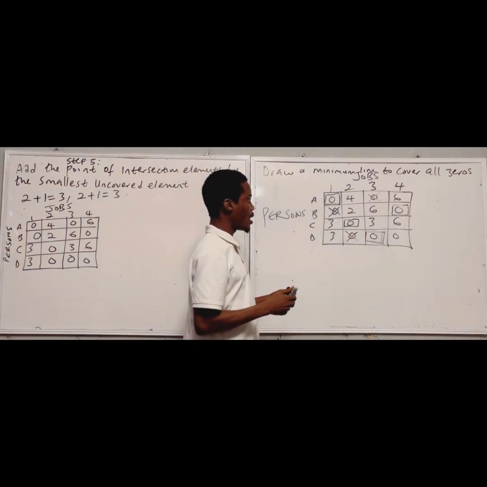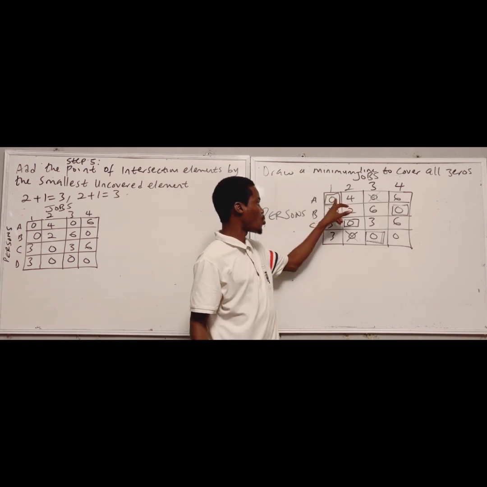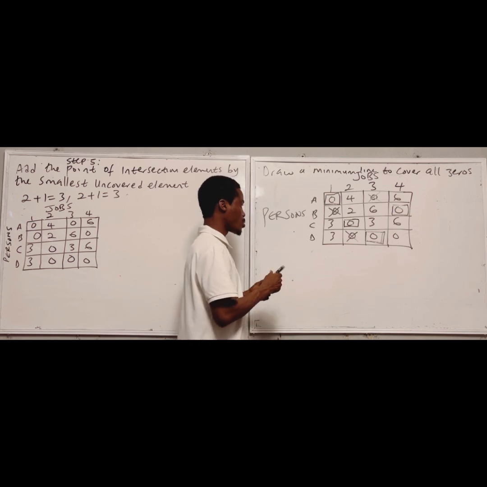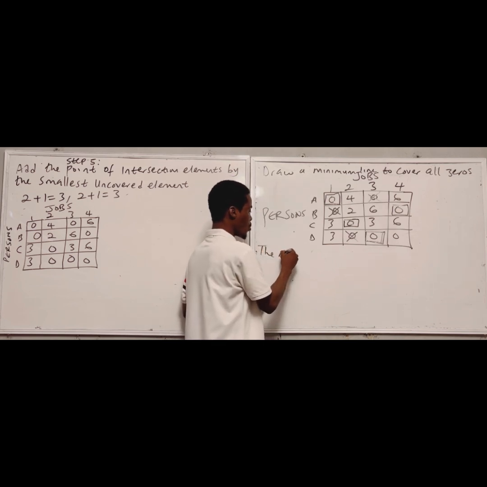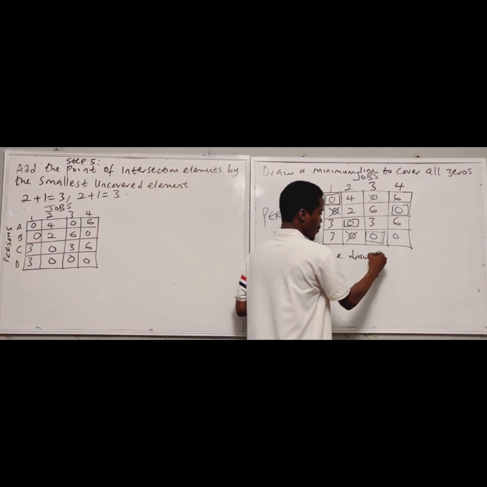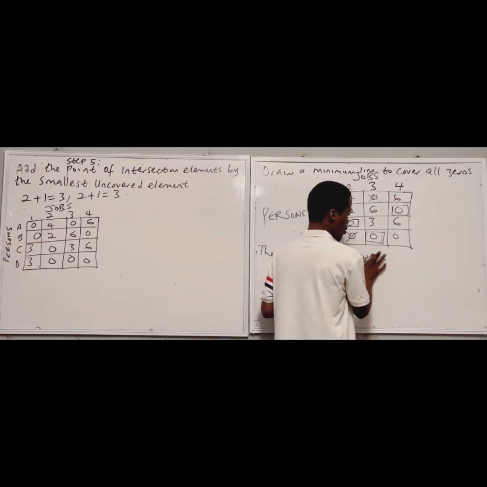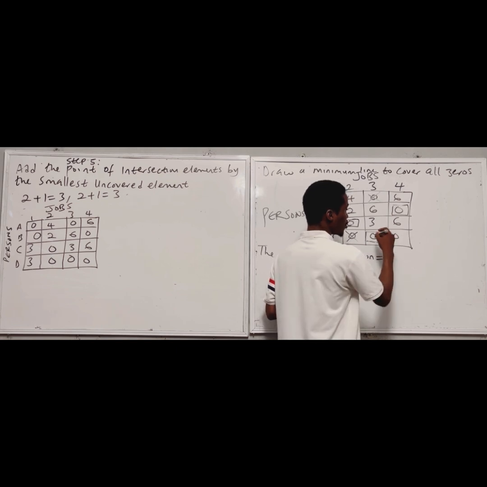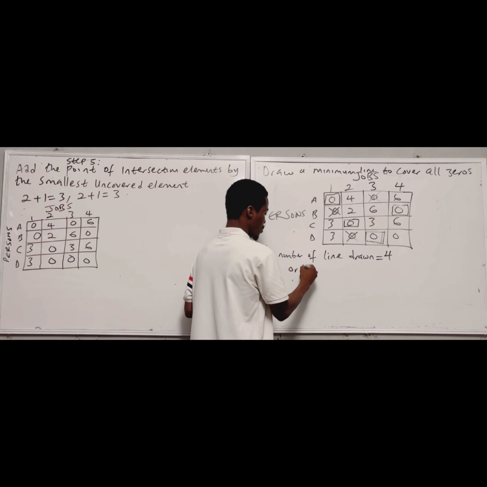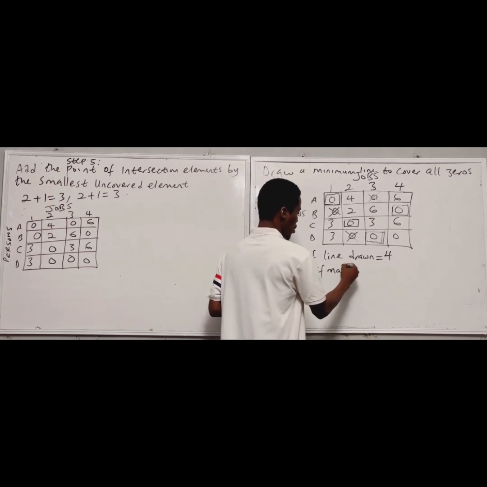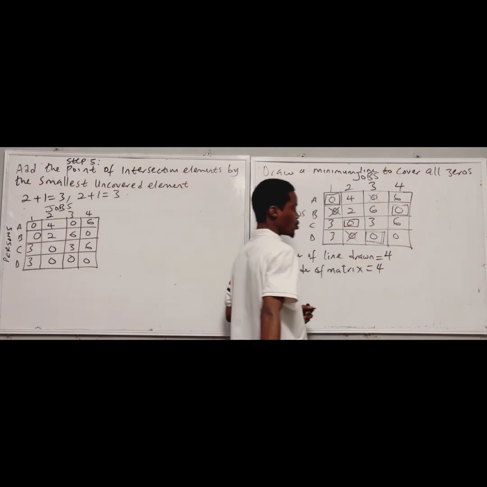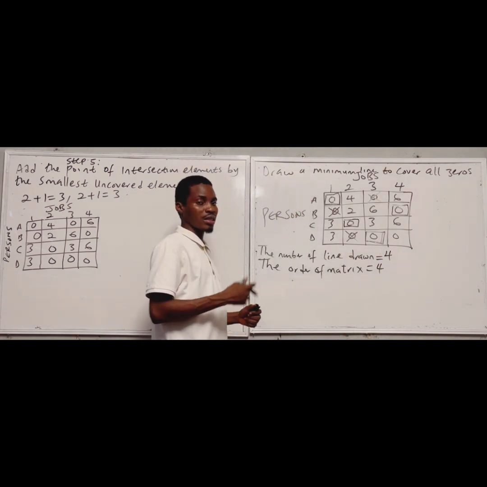So how many zeros do I cover here? I cover another 0, 1. I cover here 2, 3, and 4. Can you see that the number of lines drawn is 4? So the order of the matrix is 4. Order 4. So it means my optimal solution is achieved.